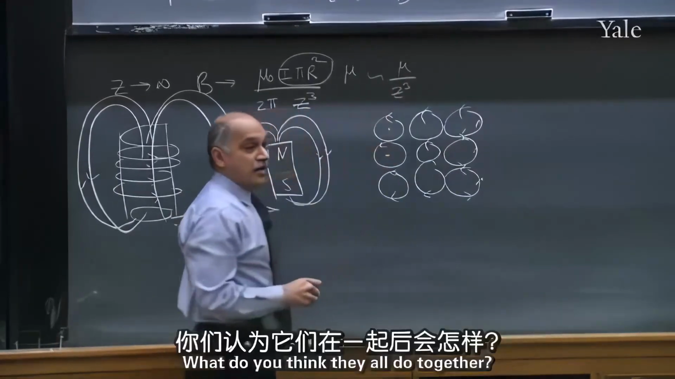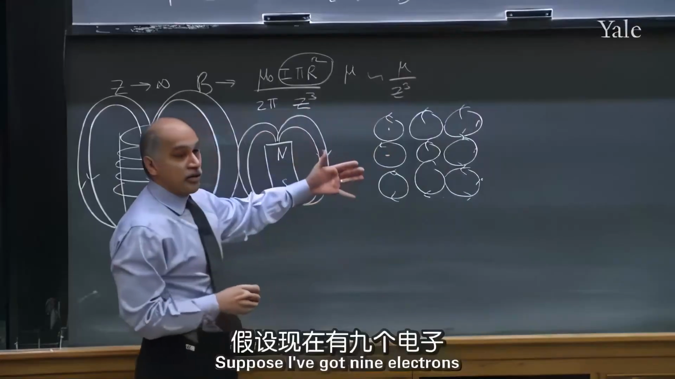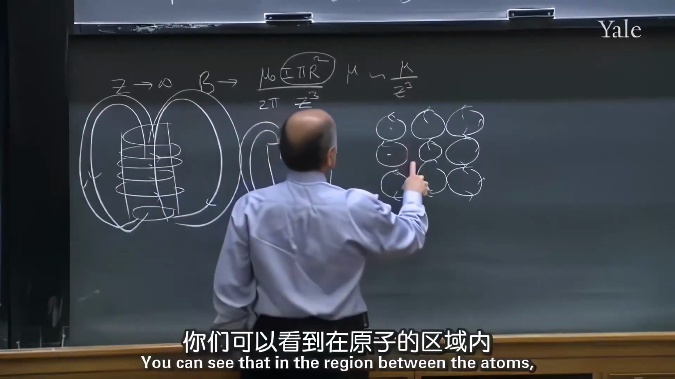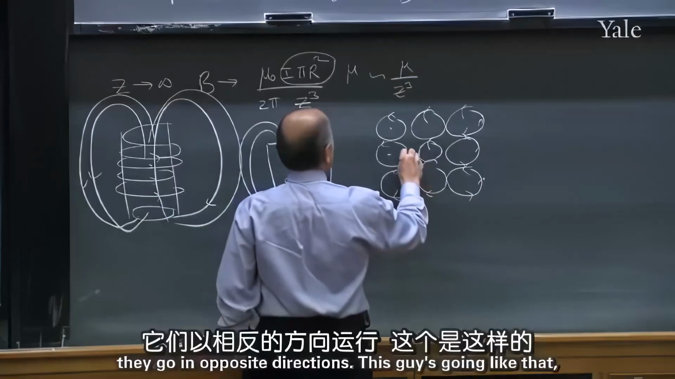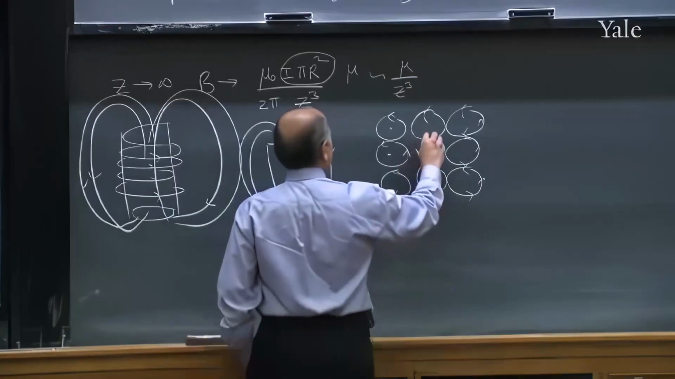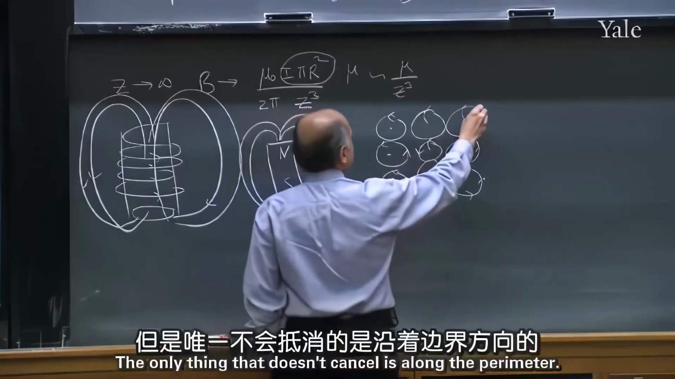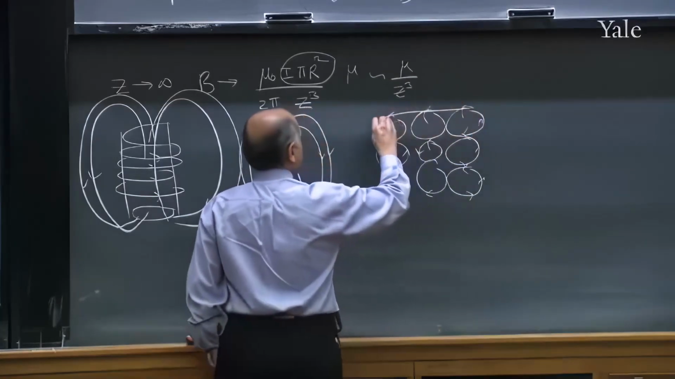What do you think they all do together? Suppose they got 9 electrons in the plane of the blackboard all going around their atoms. You can see that in the region between the atoms, they go in opposite directions. This guy is going like that, that guy is coming like this, they cancel. The only thing that doesn't cancel is along the perimeter.